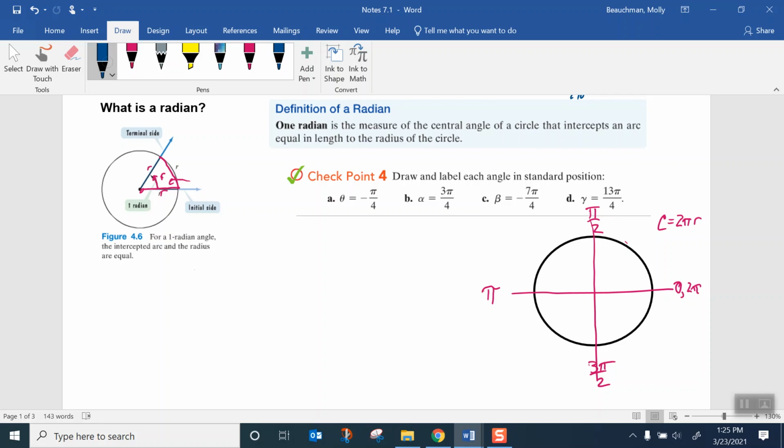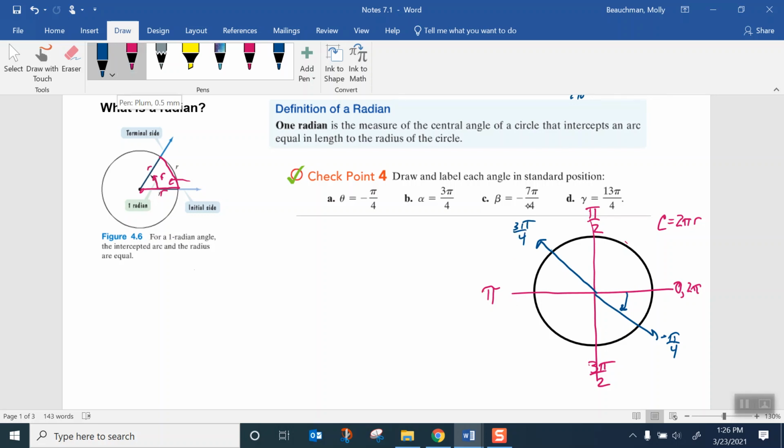So if we want to graph our angles, draw and label, if our angle is negative pi over 4, then we're going to rotate in the negative direction. Pi over 4 is a quarter of the way between 0 and pi. So a quarter of the way would be here. So I'll label out here, negative pi over 4. So we've rotated clockwise. The next, 3 pi over 4, is 3/4 of the way between 0 and pi. So 3/4 of the way would be here. So that's 3 pi over 4.